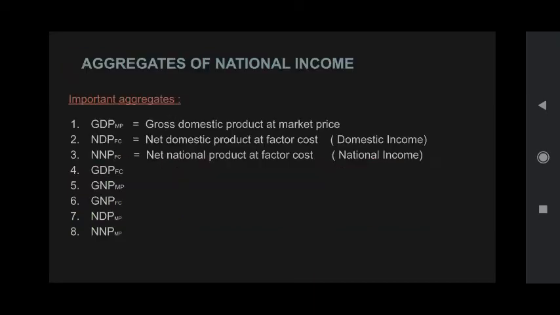So moving on with the video, these are some aggregates of national income like GDP at MP, gross domestic product at market price, NDPFC, just like I've already told you, domestic income, NNPFC, net national product at factor cost, which is also called national income. Then you have GDPFC, GNPMP, GNPFC, NDPMP, and NNPMP. These are some aggregates which we'll be using in national income.